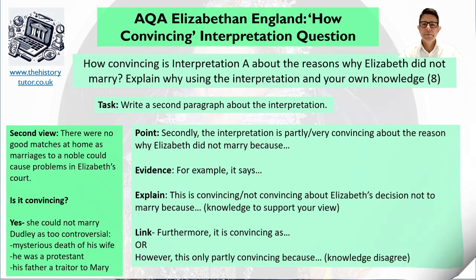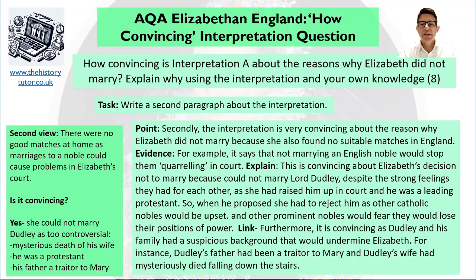Away you go. Okay, so I've said, secondly, the interpretation is very convincing again about the reason why Elizabeth did not marry, because she also found no suitable matches in England. For example, it says that not marrying an English noble would stop them quarrelling in court.